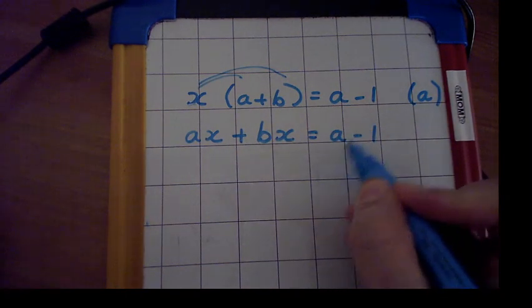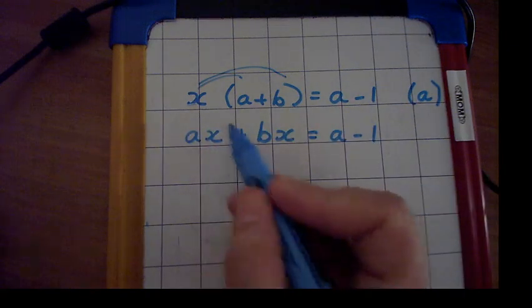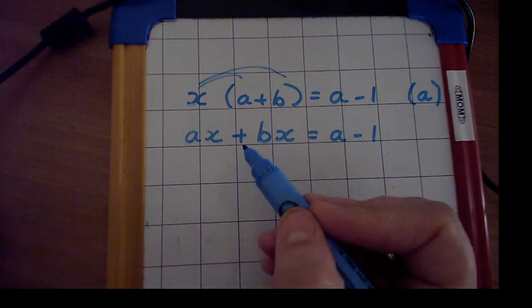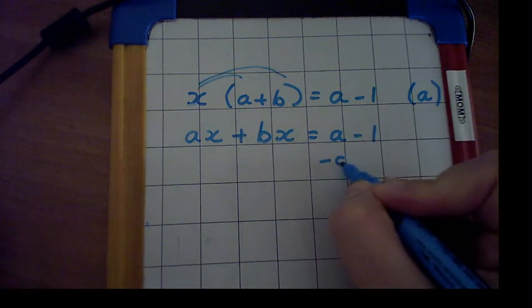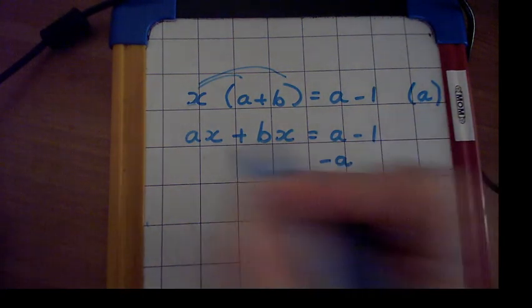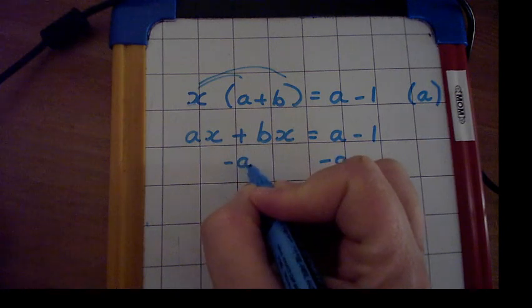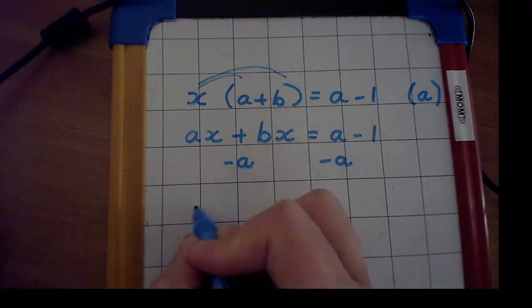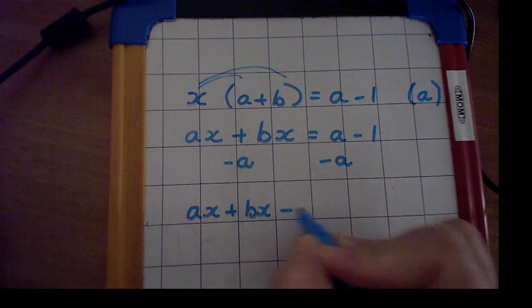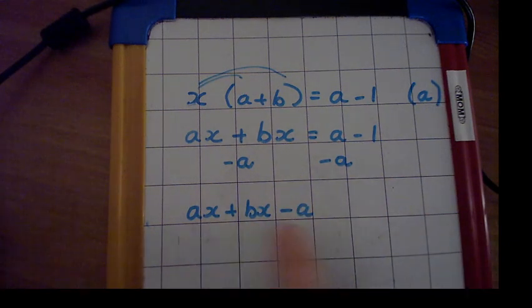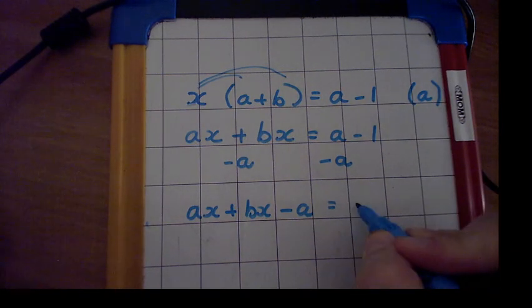I'm going to get rid of this a. I've decided I want them on the left. It's not serious, you could do it either way around. So I'm going to take away this a, and whatever I do to one side, I need to do to the other. So on the left, I've got ax plus bx minus a. Notice I can't simplify them. That has an x, that doesn't. And on this side, I've got a minus 1.